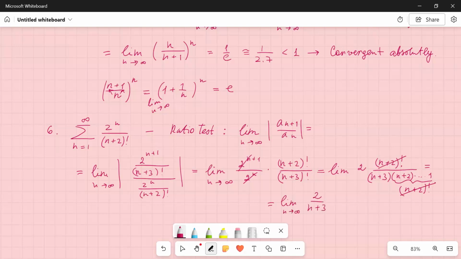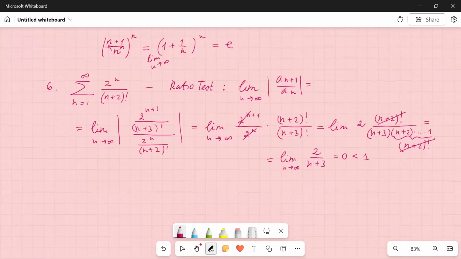When n goes to infinity, it's kind of obvious that it will go to 0. Here 0 is not bad. 0 is actually very good. It means that it's always less than 1. And we are going to make a conclusion that the series is convergent absolutely. Here it's not going to make any change because the series does not have any alternation of sign.